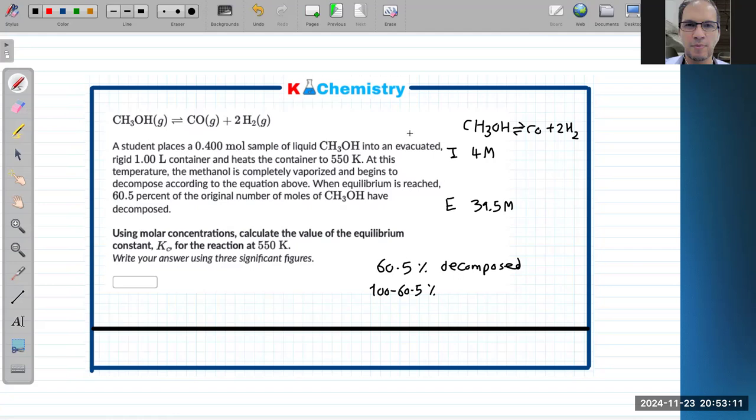Wait, you're making things up. Why did you make this 4? Someone say something, guys. Why did you make this 4? It's not 4. It is 0.4. I'm sorry. 0.4. So if you started with 0.4, how much did you end with?